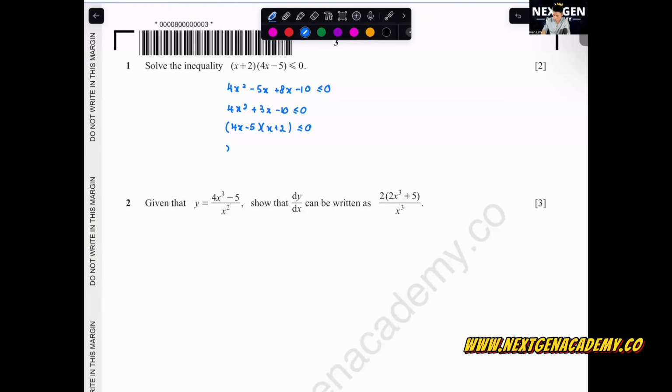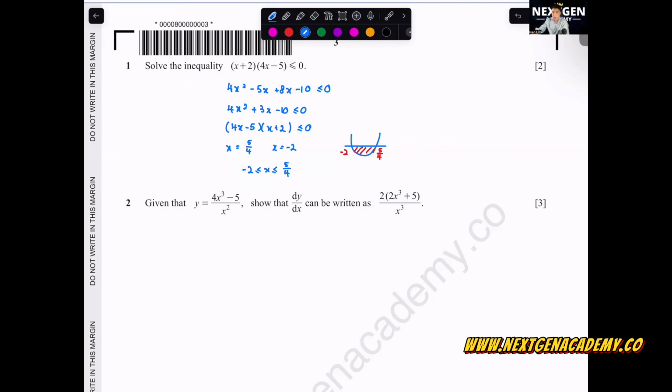We find the critical values: x = 5/4 and x = -2. Then we can check using this. These are not necessary for you to draw, but I like to draw it so that you can double check. Put the smaller value on the left hand side, the bigger value on the right hand side. So the final answer will be x in between -2 to 5/4. Number 1, no issue, right? Easy. We jump to number 2.